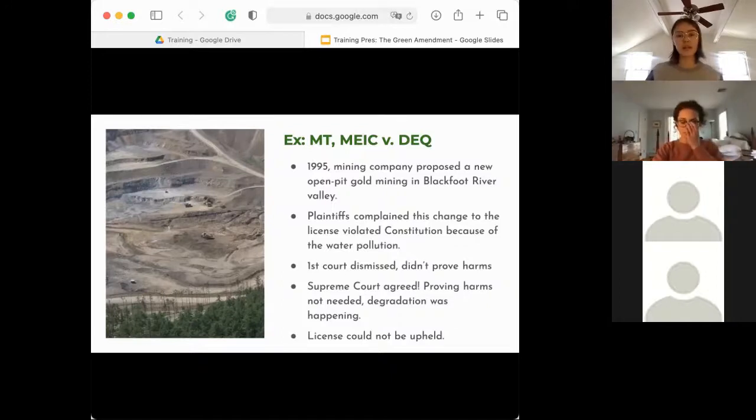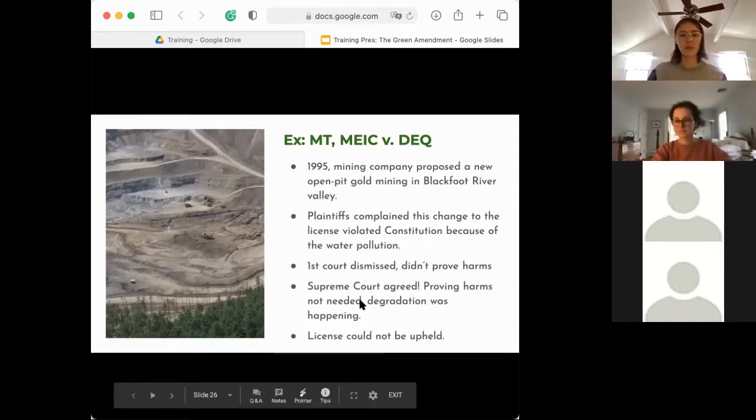It also made clear the strength of these environmental rights and how they superseded state regulations. They did not depend on people starting to die. They did not depend on the state laws already in place. They were independent of the laws, and they had nothing to do with that. So this was a very powerful case showing the Green Amendment's strength in Montana.